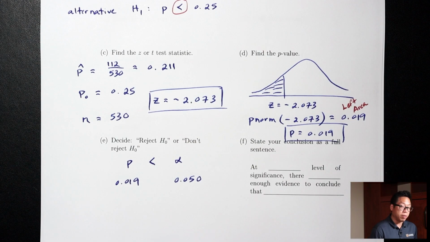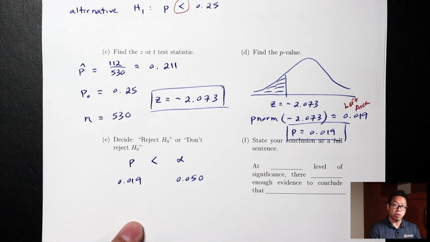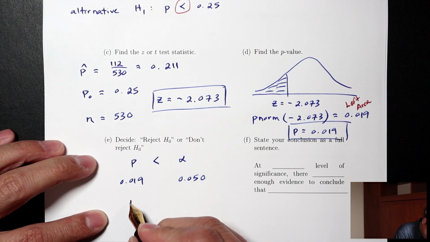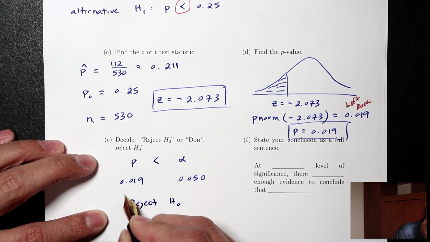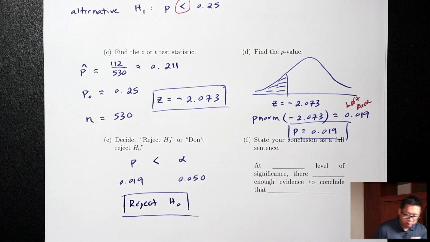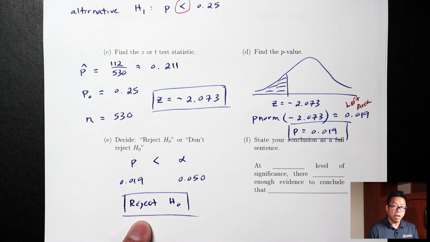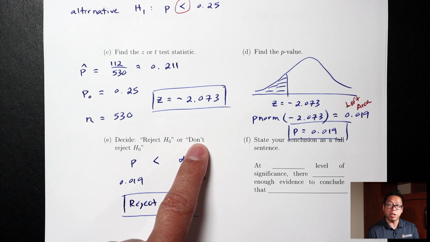Yes. So if it's less, then that means our p-value is considered to be low, low enough for us to say that H0 is false. In other words, we're going to reject H0. So if the p-value is less than alpha, we reject H0. If the p-value is not less than alpha, we don't reject H0.